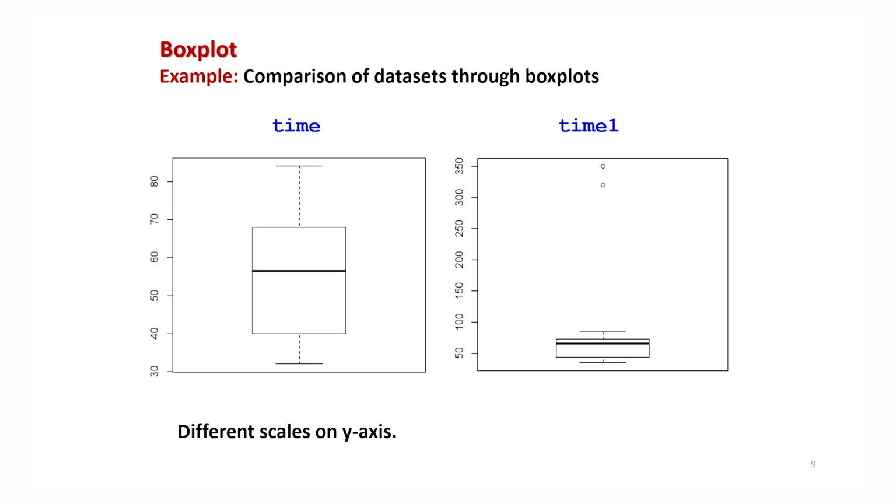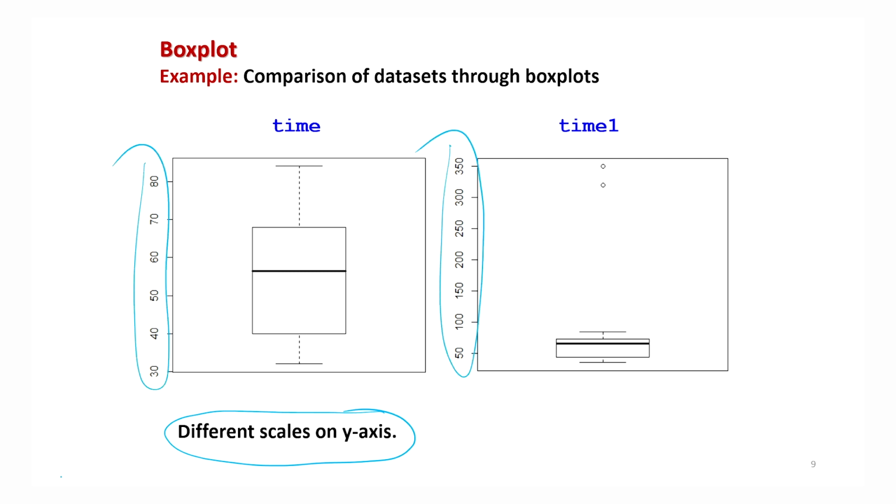For example, if I try to plot both the graphics inside the same one. Although here I have not plotted it jointly, but I have just copied and pasted both the graphics side by side just to give you a fair idea, because you have to be careful. You cannot compare them because the scales on the y-axis are different. Here it is 30 to 80, whereas here it is 50 to 350. But if you make such graphics on the same scale of y, then it is much easier to compare them.